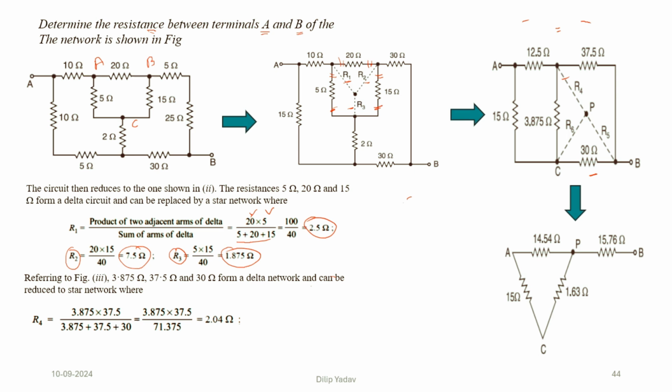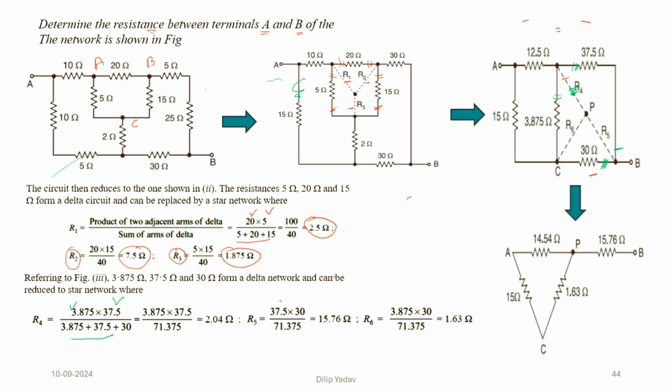Let me change the color so that it is easily visible. So we can see this R4. This R4 is connected with the two branches, this and this, so it will be 3.875 into 37.5 divided by the total resistance. Then we can similarly calculate R5. This is connected with the two branches, that is 30 and 37.5.